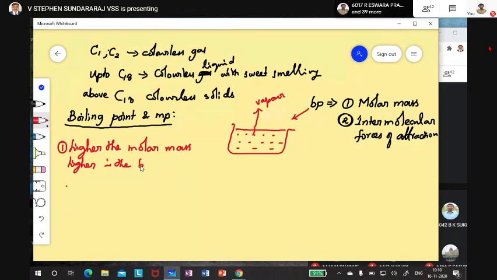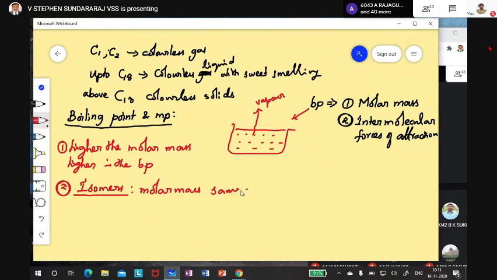Now the question comes in the case of isomers. Not only isomers, even in inorganic chemistry, p block and all, you might have studied water, ammonia and methane, which have 16, 17, 18 unified mass, or grams per mole. If they are very close, with only one unit of mass difference, or almost the same like isomers, where the molar mass is the same, you cannot apply it. At that time, what do you do? You look at the intermolecular forces of attraction.